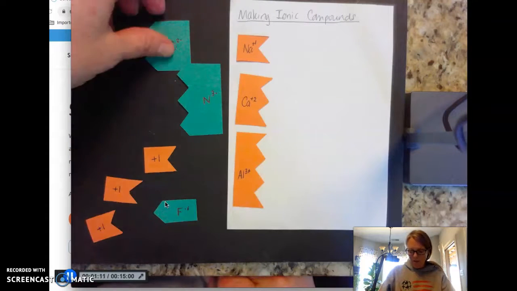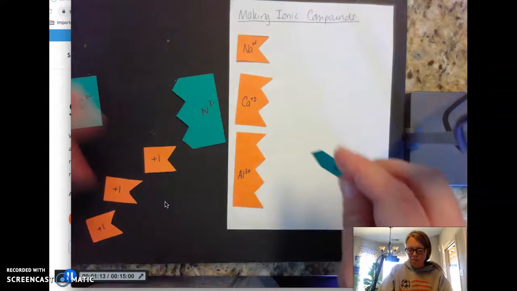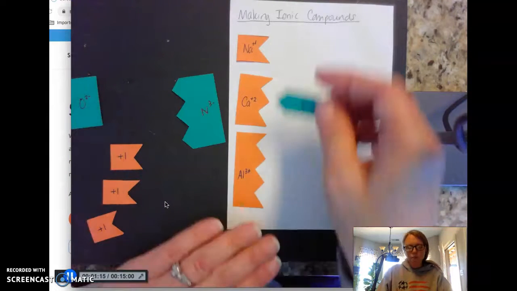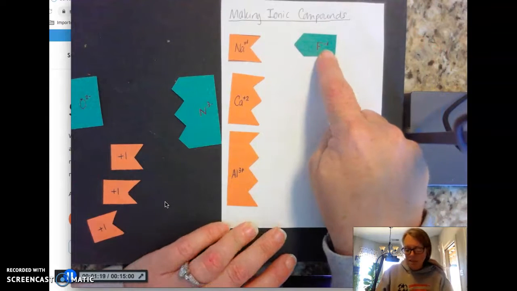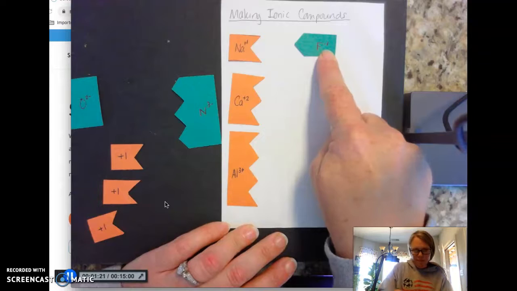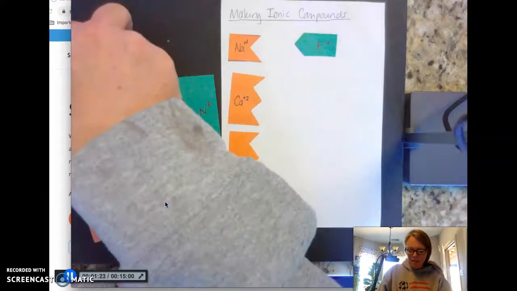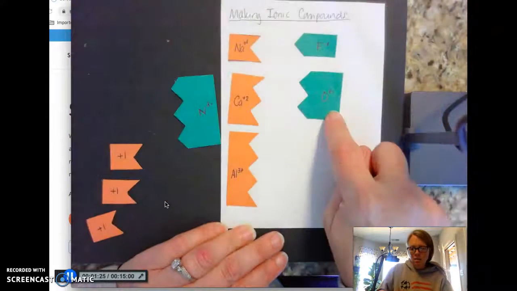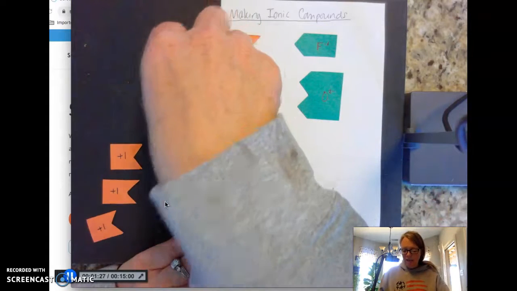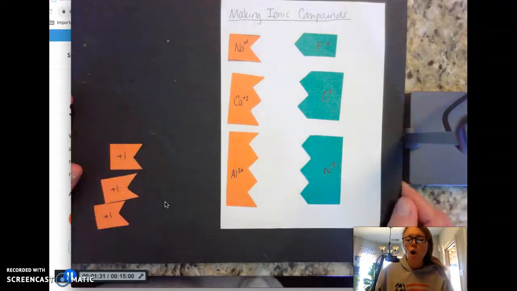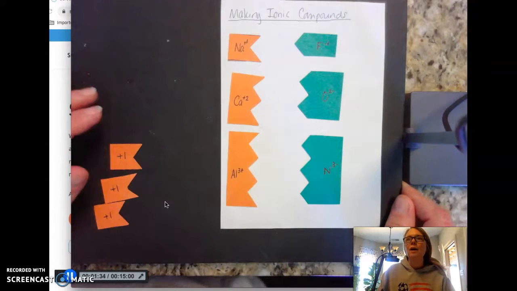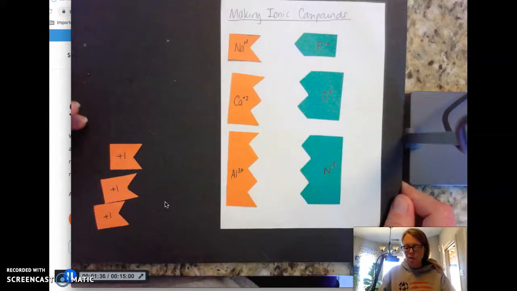And then I've got some more +1s over here, but these are my anions. There's a fluoride. Remember the ending changes to "ide" for your anions. And this is a -1. My oxide is a -2. My nitride is a -3. And so the whole goal in writing correct compounds, writing correct formulas, is that the charges have to be balanced.